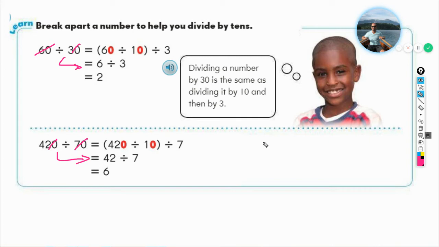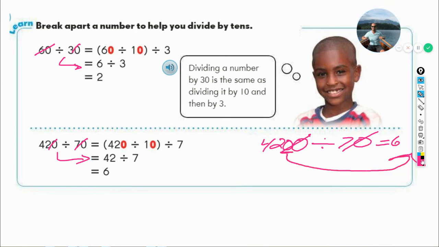Okay. If you have, say, one like this, then I've got a 0 here and a 0 here. They cross out in pairs. Then you do 42 divided by 7 is 6. And then since this 0 didn't get crossed out, you've got to keep it.